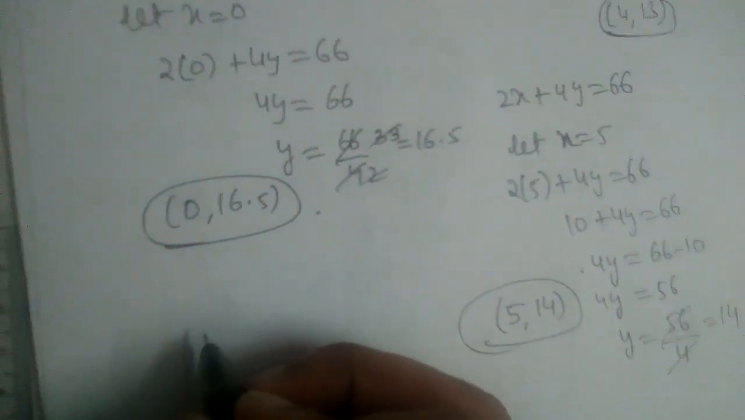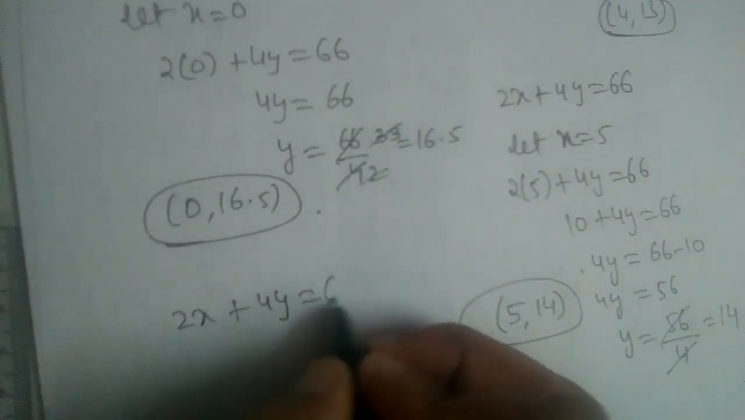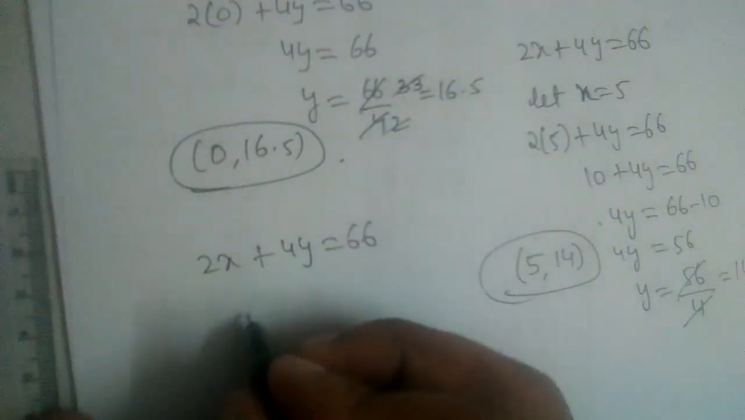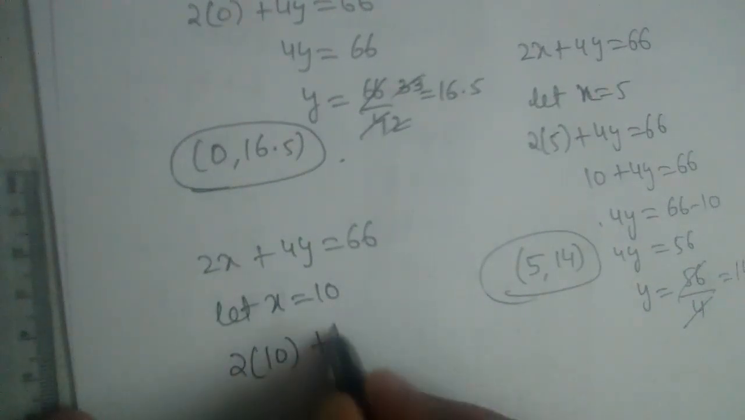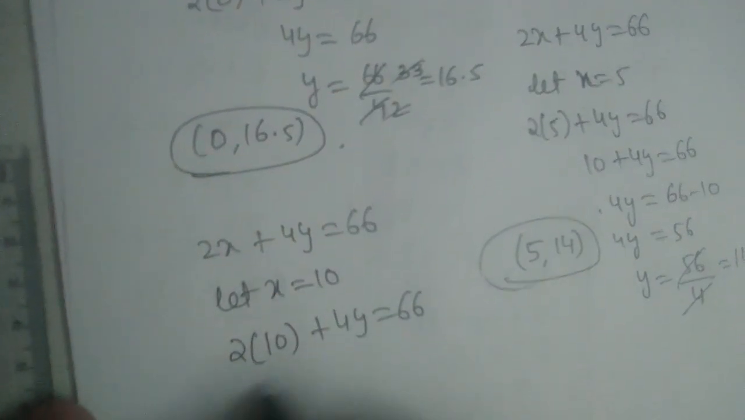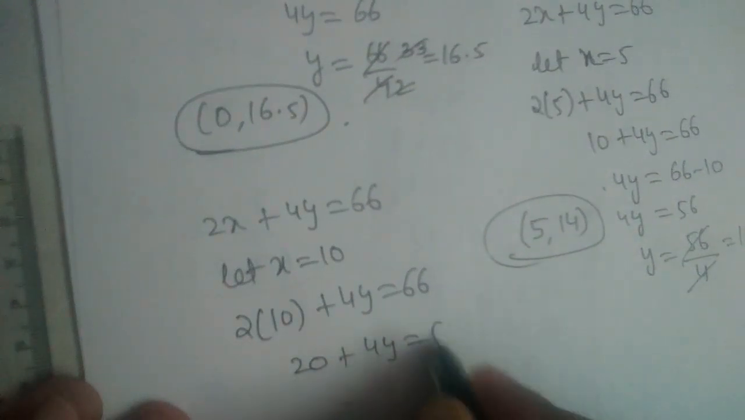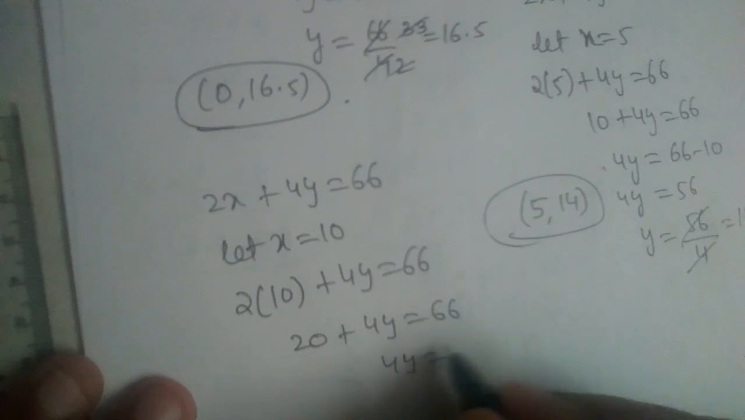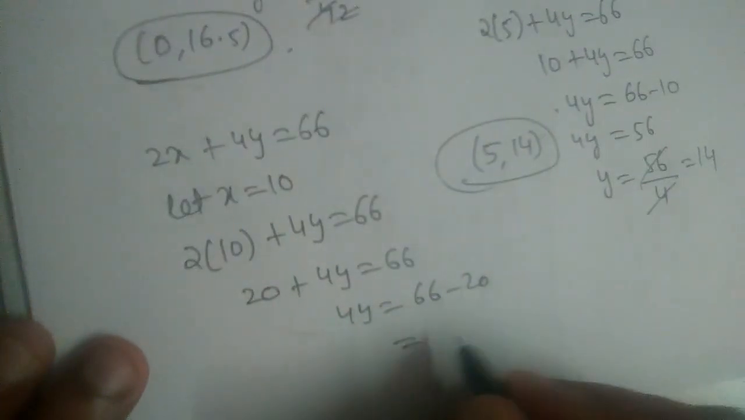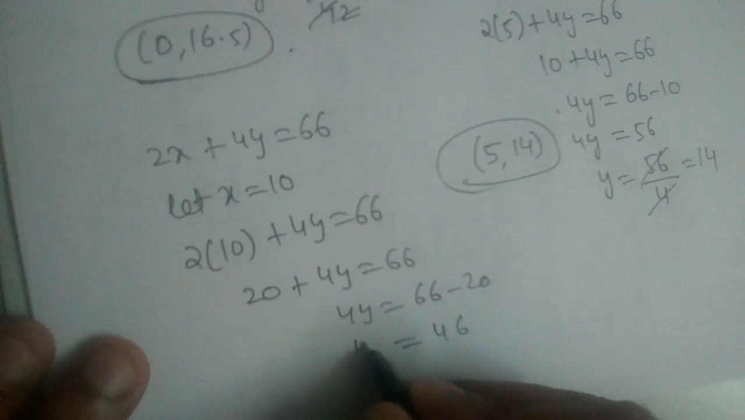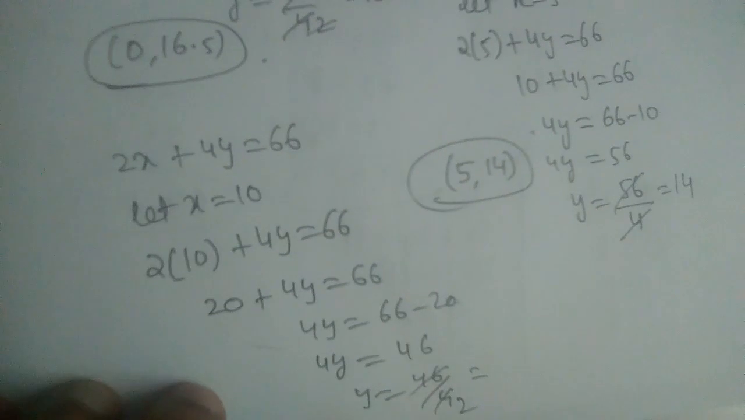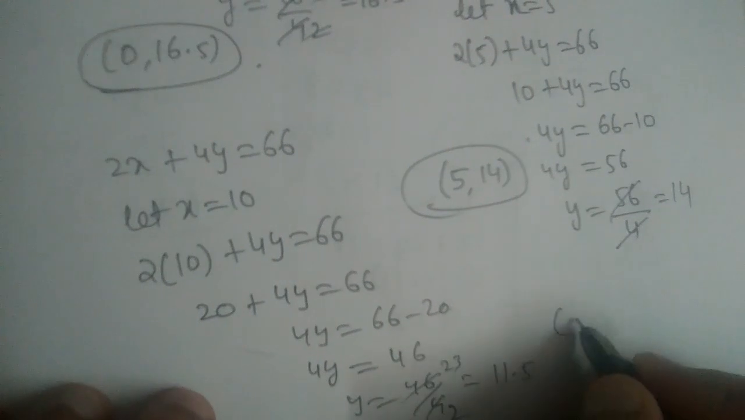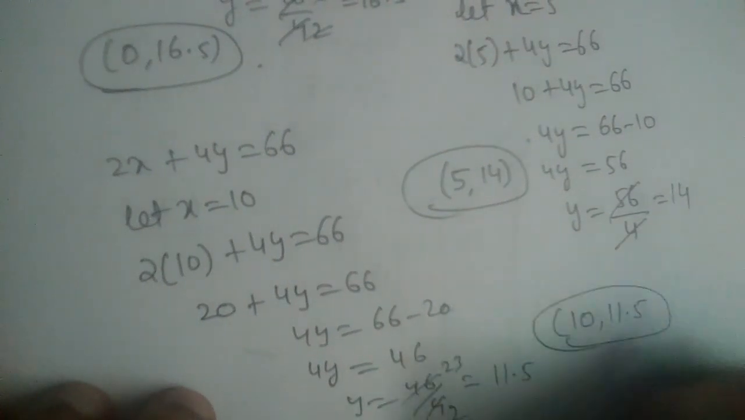Now let us find the third point. We have 2x plus 4y is equal to 66. Okay, let us substitute x is equal to 10. So this is 2 into 10 plus 4y is equal to 66. This is 20 plus 4y is equal to 66. 20 goes on the other side, becomes minus, right? So this is how much now? 46. So y is 46 divided by 4. So if we cancel using 2 table, we'll have 23 and this will be 11.5. So the third point is 10 comma 11.5.